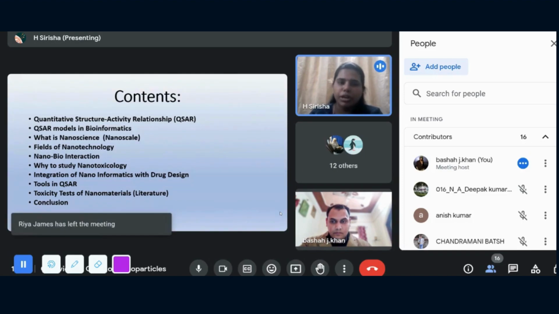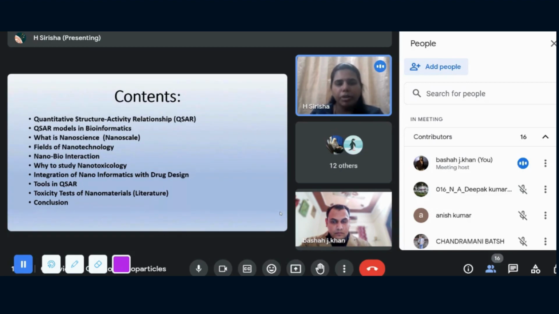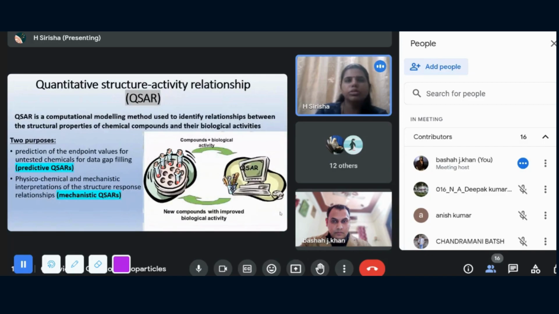Different computational modeling techniques are used in QSAR. And finally, we would like to conclude the presentation with the toxicity effects of nanomaterials. So, to get a brief idea of what QSAR is, QSAR stands for Quantitative Structure Activity Relationship. So QSAR is a computational modeling method that is used to identify the relationship between the structural properties of chemical compounds and the biological activities.